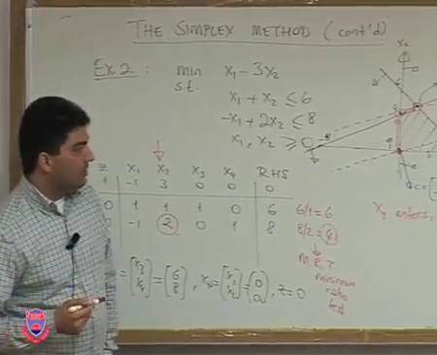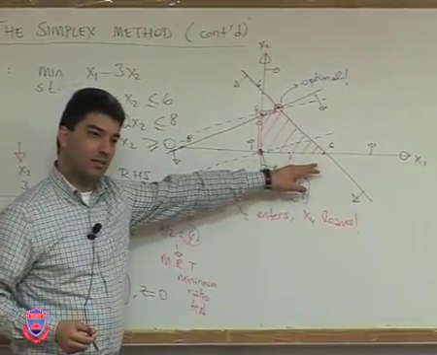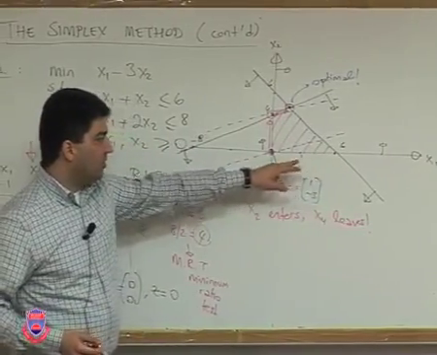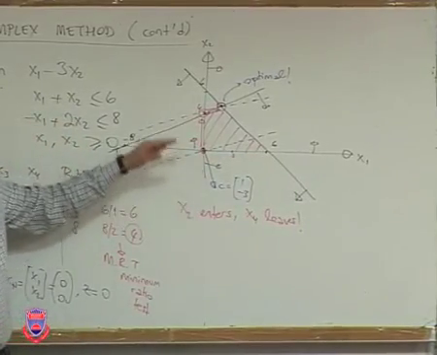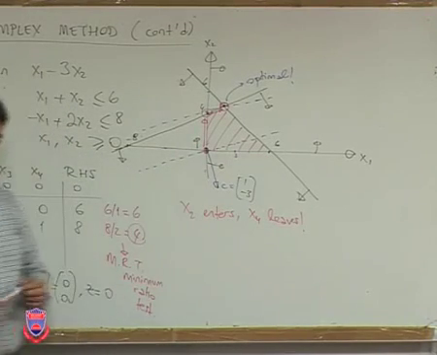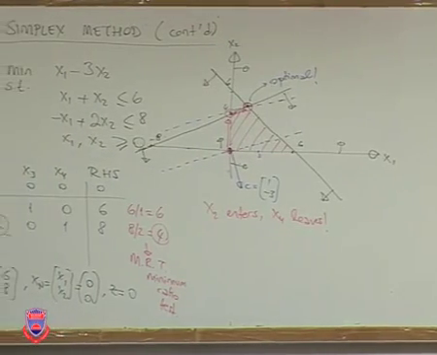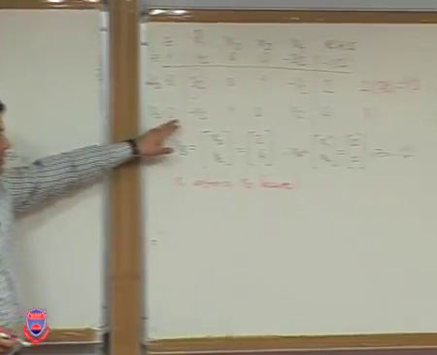So here in this example, there are 4 corner points, but simplex is not even looking at this corner point right here. And what's the reason for that? Because if you move from this corner point to this one, you would actually make the objective function value worse. Okay, so as a result, this solution can never be optimal. Just a quick question. Does everybody understand why we don't apply the minimum ratio test here?